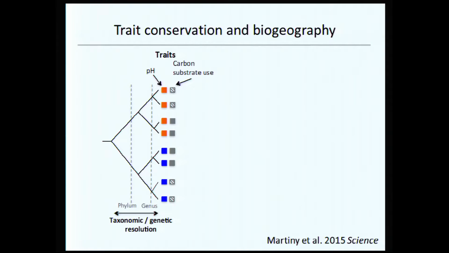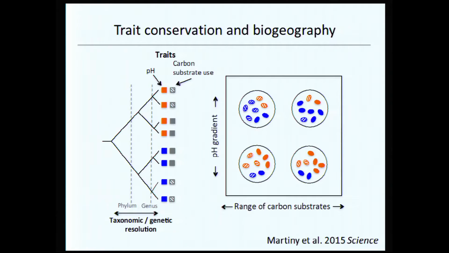In contrast, something like pH, if we plot that on our cartoon here, if I color code it in orange and blue, that might be conserved down at the phylum level. So what I predict then, if I go out to a landscape and am sampling different communities, is that I would see different shifts in my taxonomy depending on what gradient I'm looking at. So let's take the y-axis here, the pH gradient.